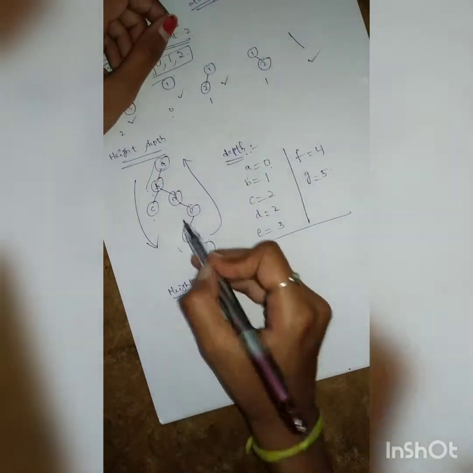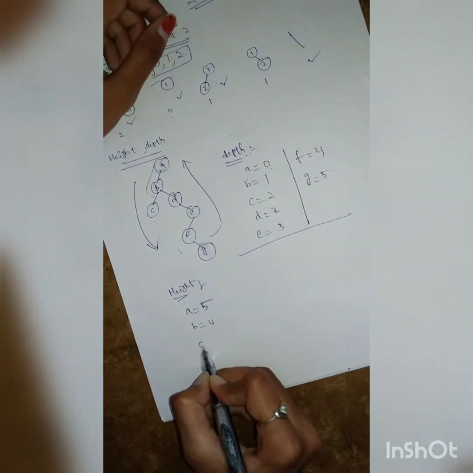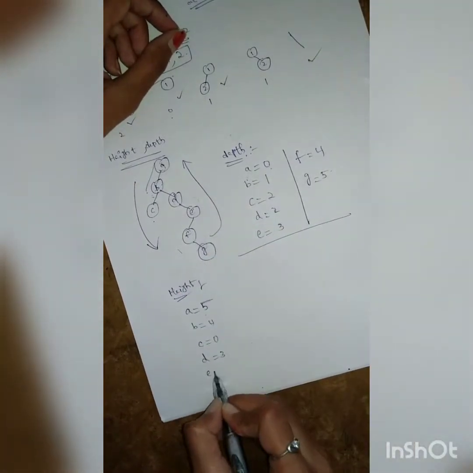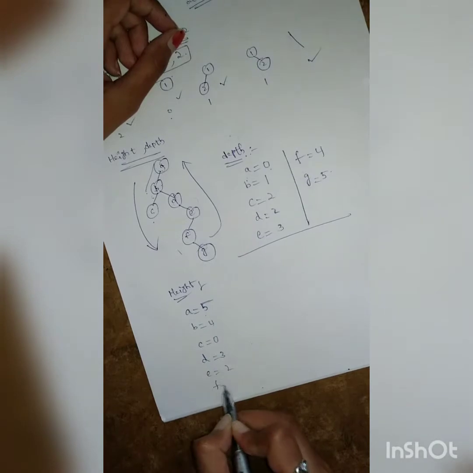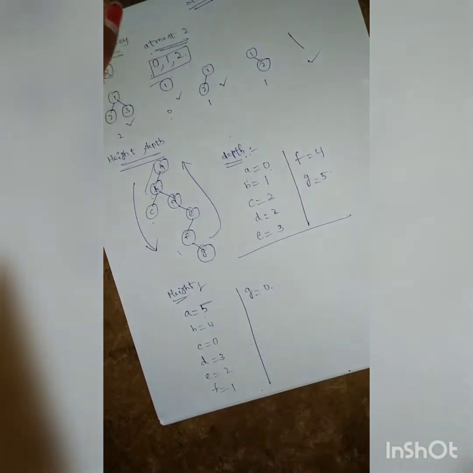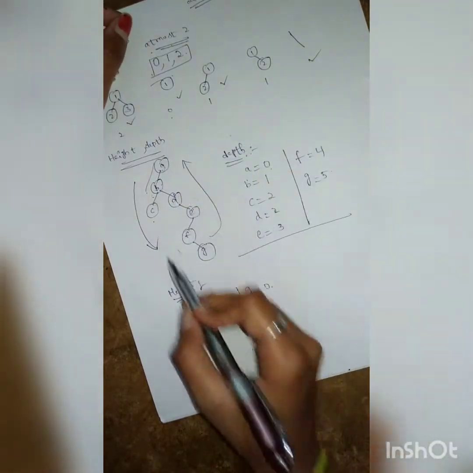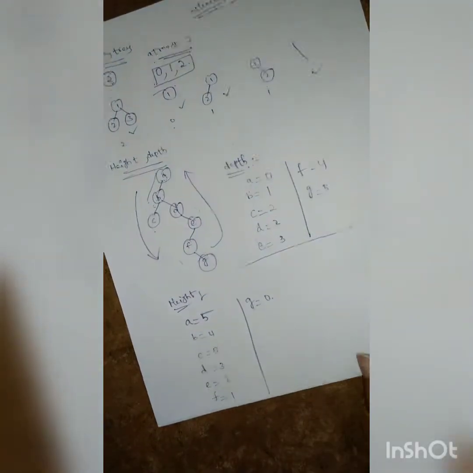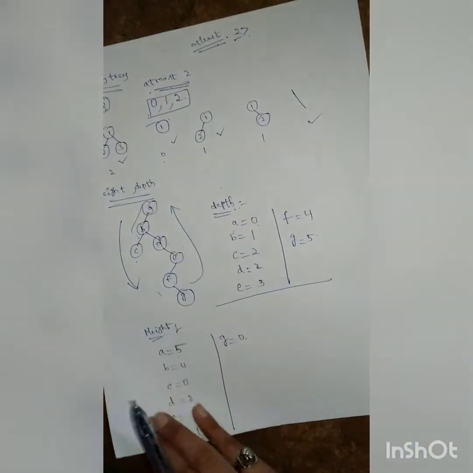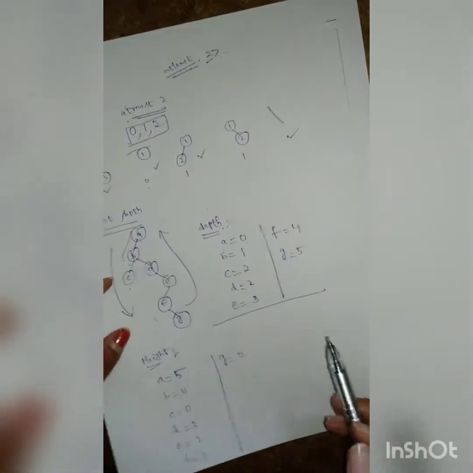Now the height of B is 4. Height of C is 0. Height of D is 3. Height of E is 2. Height of F is 1. Height of G is 0. This way, for depth we go back, and for height we come down and look for the most height and most depth. The binary representation is like this, and height and depth we calculate like this.